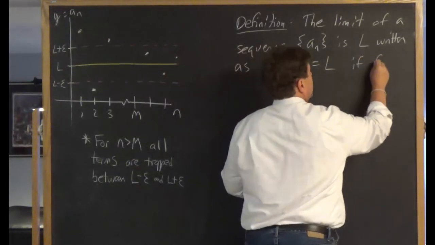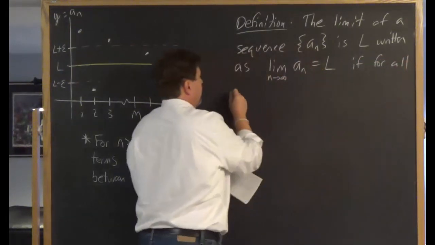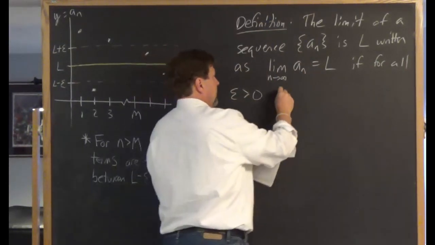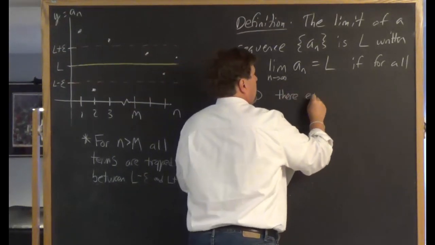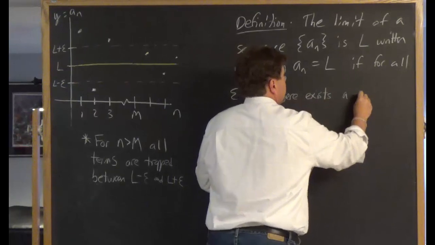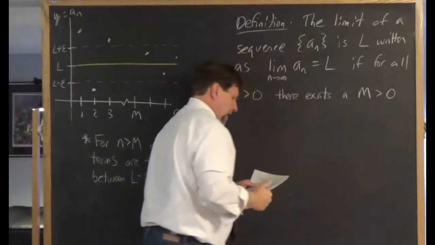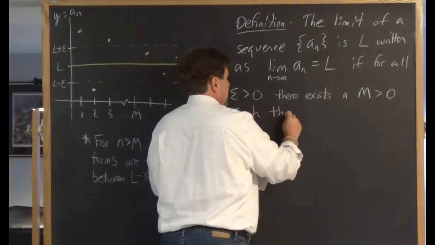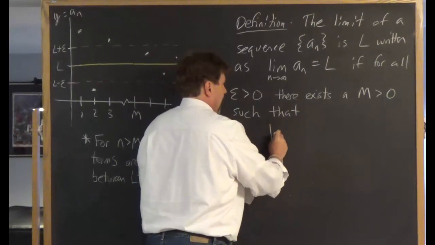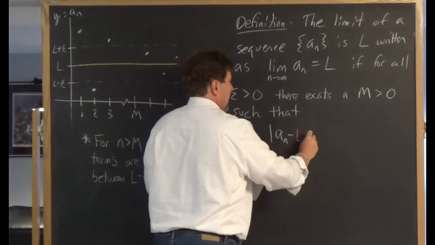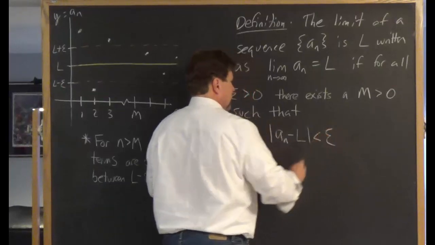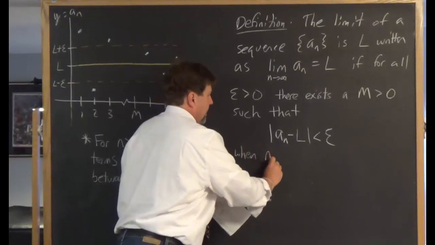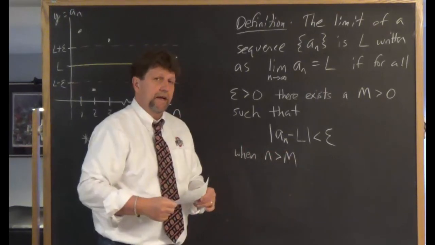If for all epsilon greater than 0, there exists a value m greater than 0 such that the absolute value of a sub n minus L is less than epsilon whenever, or I'll just say when, n is greater than uppercase M.